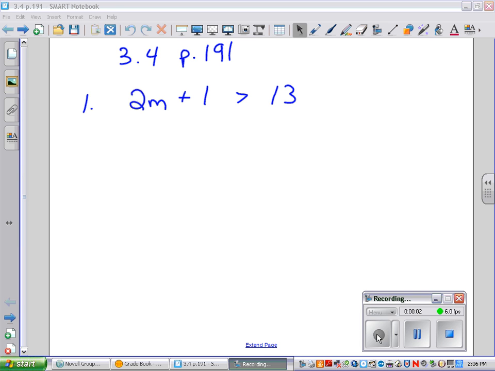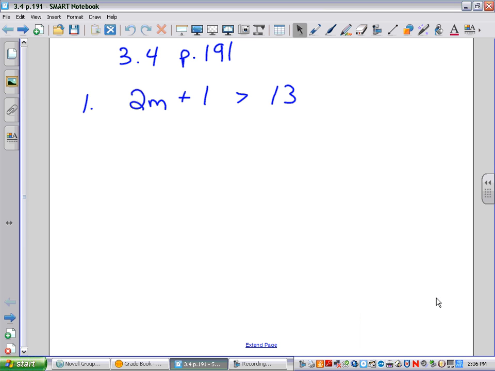Okay, we are ready for this next section, 3.4, on page 191. Now we've been solving these inequalities, and now we're going to go to two-step inequalities. Everything we've done so far has been either add something or subtract something or multiply or divide. One of those four operations. Now we're getting into two-step and maybe even three or four-step. With this first one, let's work it out together.